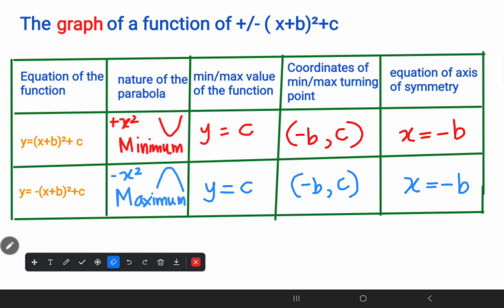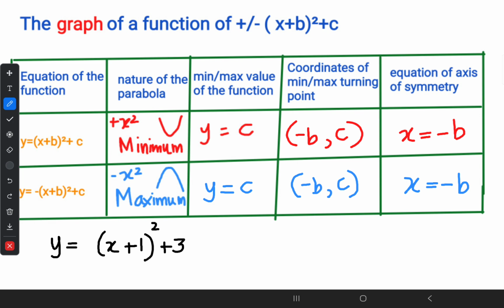I'll use some example questions to explain this as well. But try to remember these things: the nature of the parabola, how to find the minimum or maximum value of the function, and how to find the coordinate and equation of the axis of symmetry. That's really important. So now let's use an example.